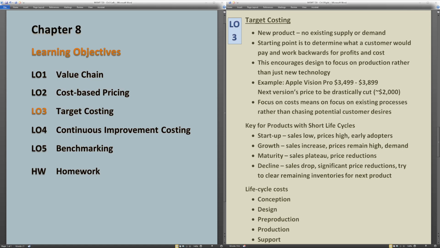What goes into a life cycle as far as costs? Well, that's from the conception of the product all the way through the final stages of support. So design, pre-production, production, customer support, all the way through the decline and the close of the product.